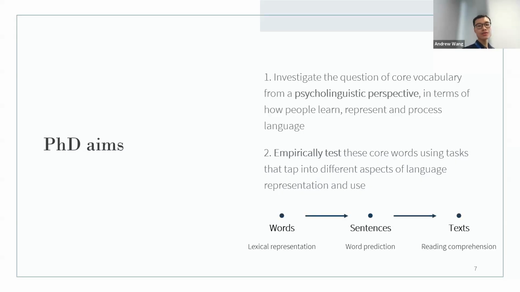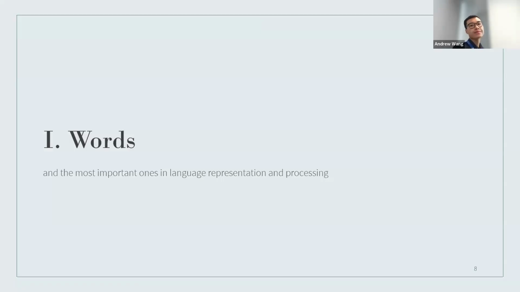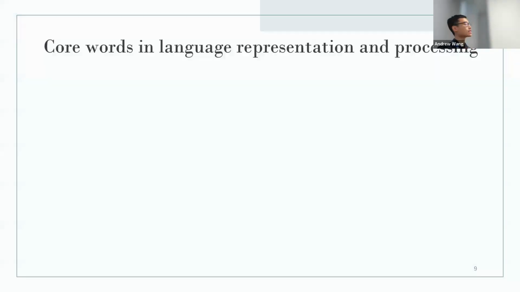And so the studies I'm going to present are going to move through these themes. So we're going to start with words and look at lexical representation. And then we're going to move up to sentences, talk about word prediction. And then finally, I'm going to move up to texts and talk about a couple of studies that investigate reading comprehension. So starting off with study one. The goal for this study was to look at how we can start to define this idea of a core vocabulary in terms of how people know and learn and use language. And so that was the question for this study.